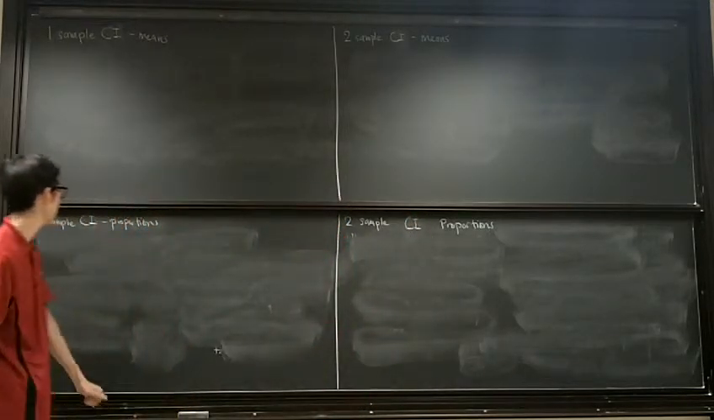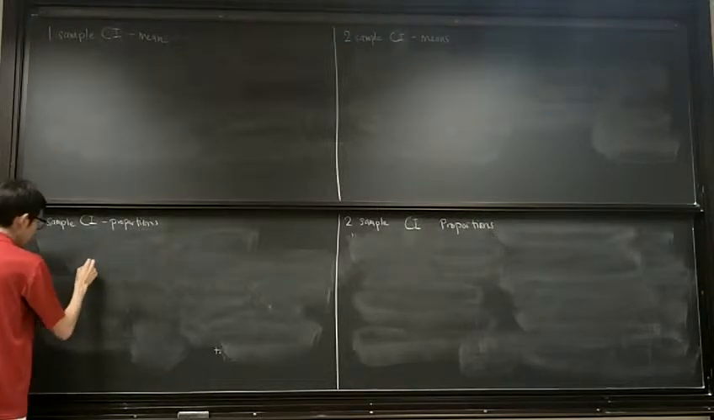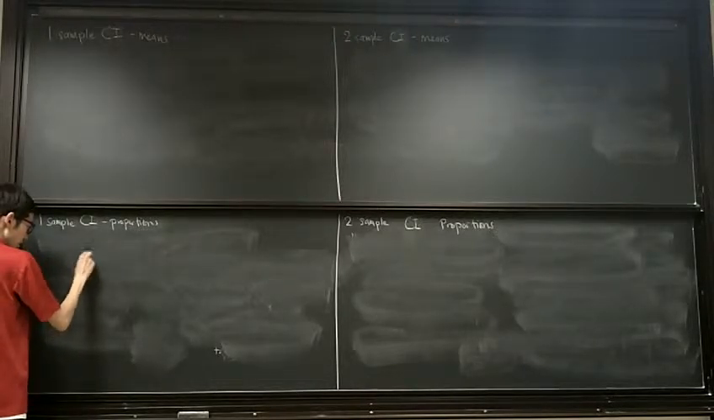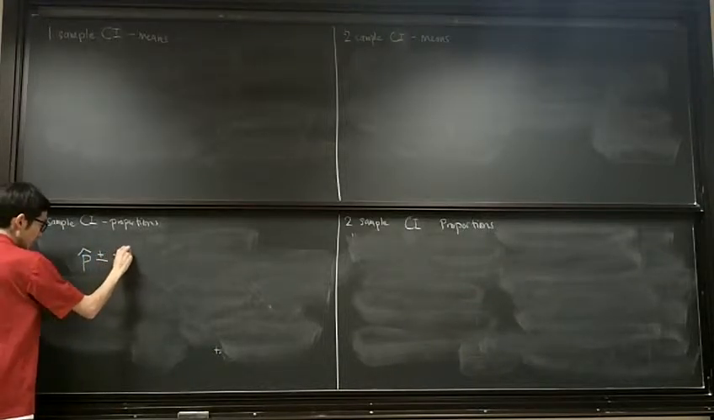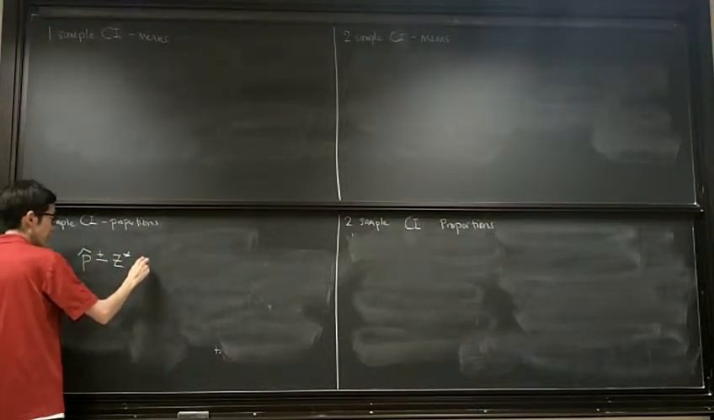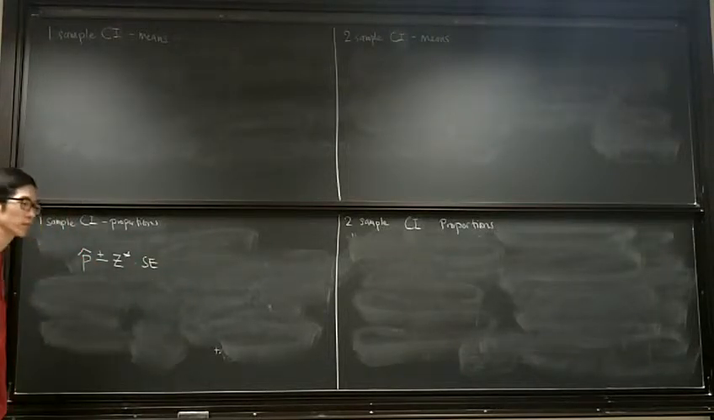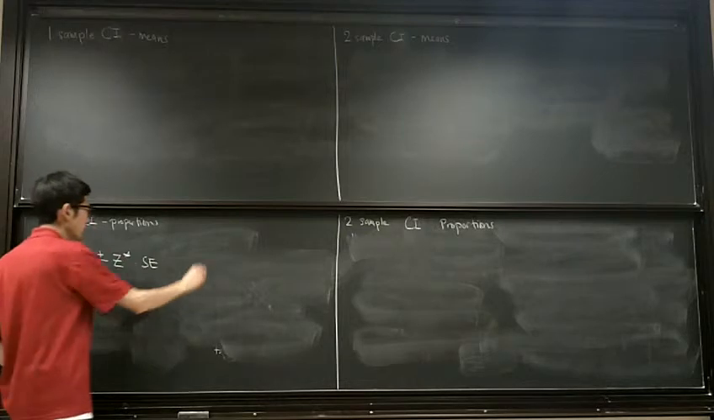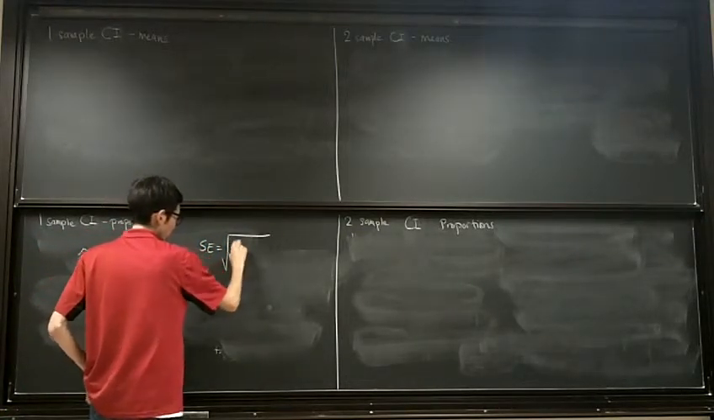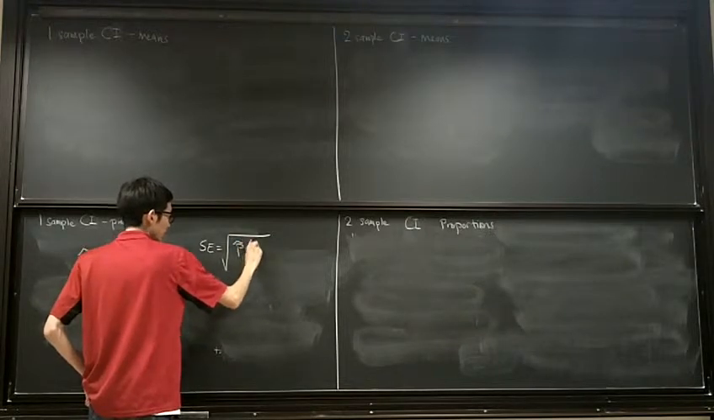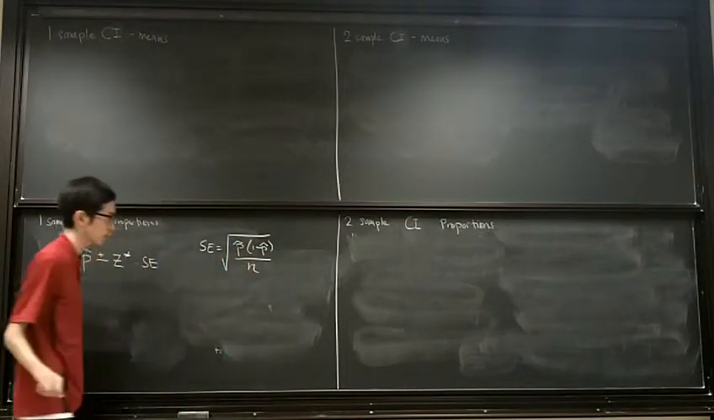Okay, confidence intervals for proportions. The form is p hat plus or minus z star times our standard error. Our standard error is the square root of p hat times 1 minus p hat over n.